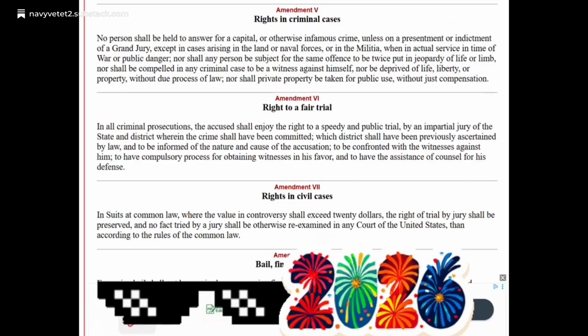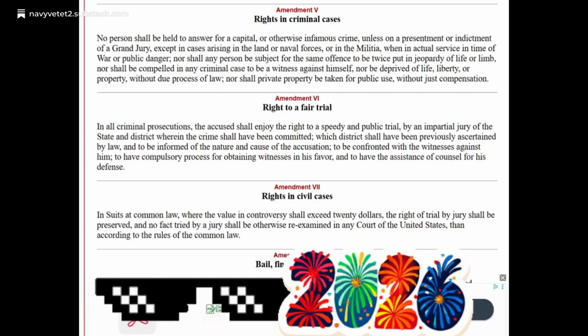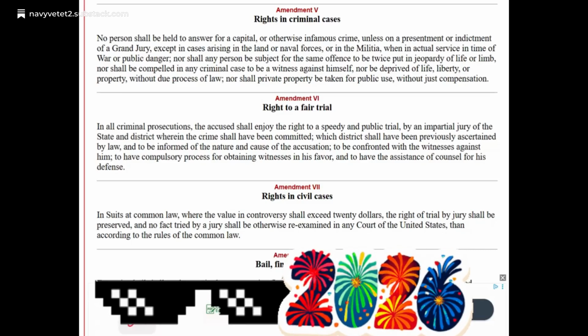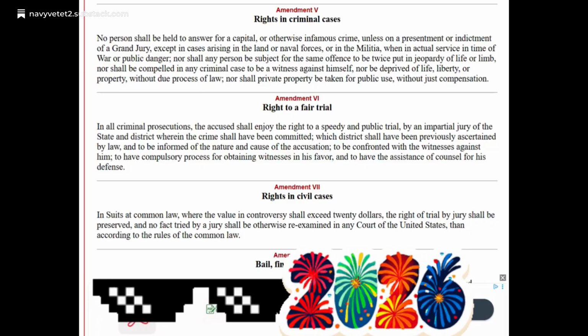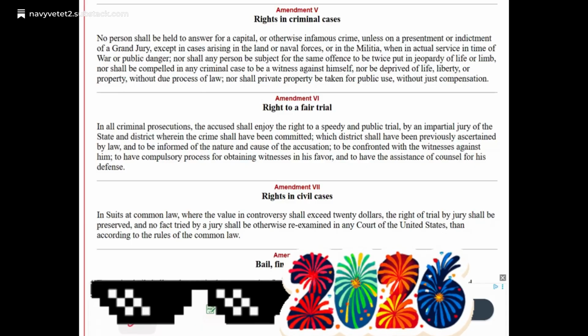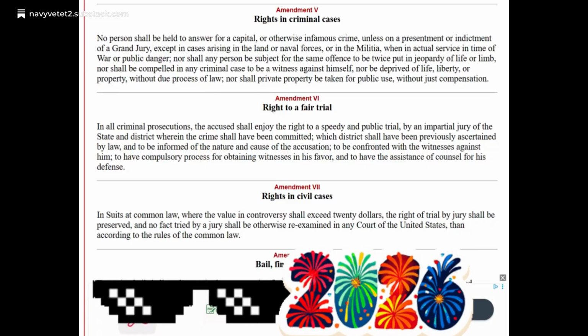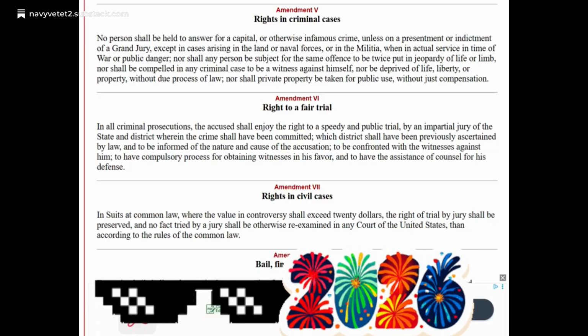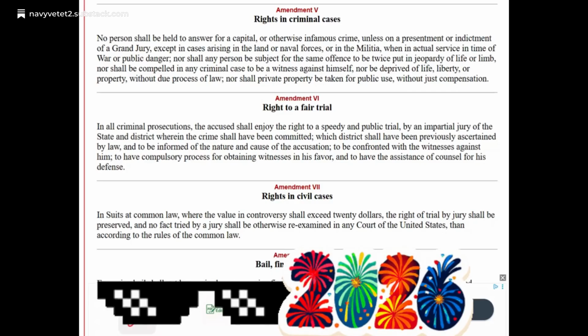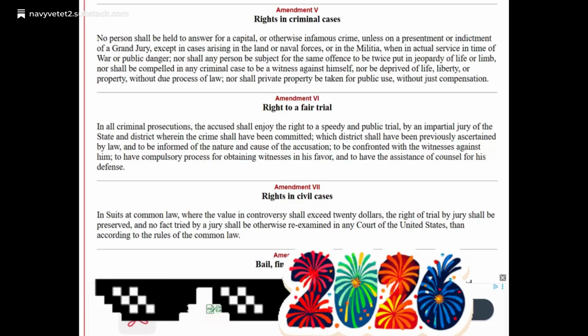No person shall be held to answer for a capital or otherwise infamous crime unless on a presentment or indictment of a grand jury, except in cases arising in the land or naval forces or in the militia, when in actual service in time of war or public danger, nor shall any person be subject for the same offense to be twice put in jeopardy of life or limb, nor shall be compelled in any criminal case to be a witness against himself, nor be deprived of life, liberty, or property without due process of law, nor shall private property be taken for public use without just compensation.